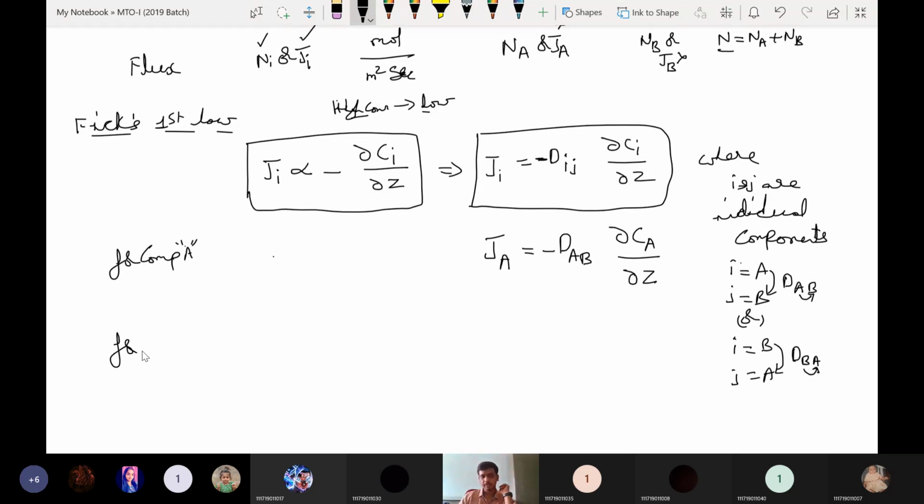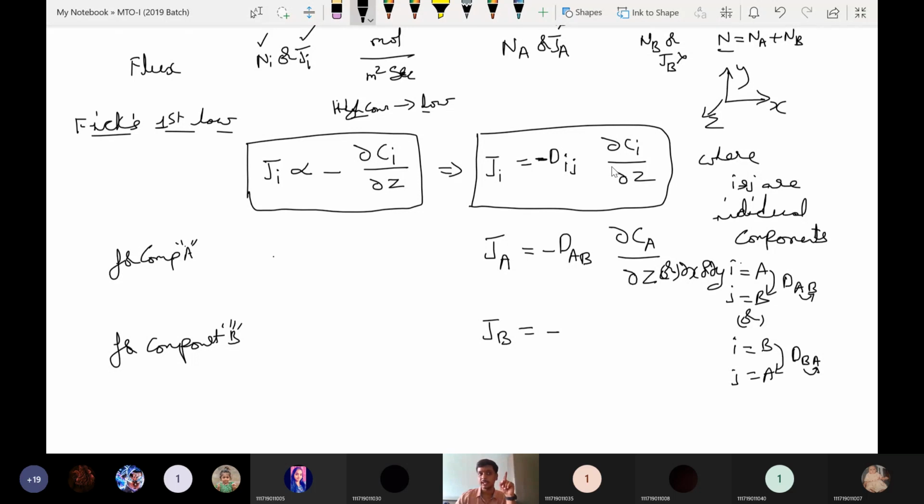Then for component B, J_B is equal to... in place of dou Z, dou A will come. Where is dou A, where is X? We can write dou X or dou Y or dou Z, whatever the spatial coordinate system, X, Y, Z.